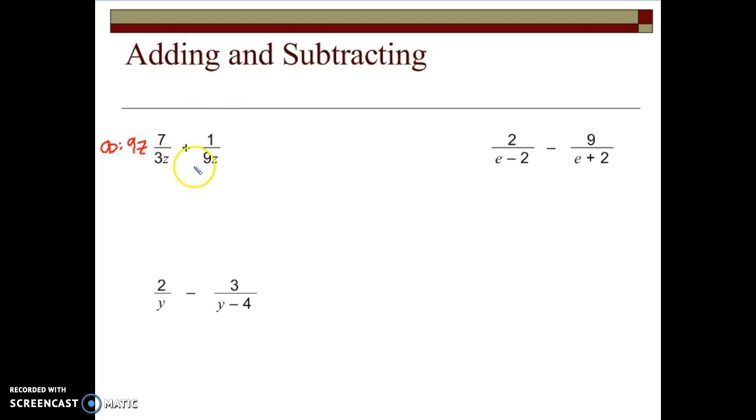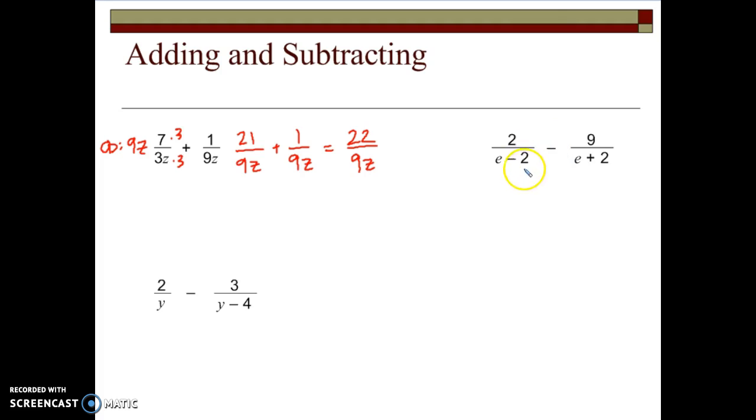So that means this 1 over 9z is good to go. 3z to become 9z has to multiply by 3. So I'm going to multiply top and bottom by 3. 7 times 3 is 21. 3z times 3 is going to give me my common denominator of 9z. And I'm going to add that with 1 over 9z. So then I'm going to add straight across. 21 plus 1 is 22 over 9z. And I can't simplify 22 over 9, so I just leave it as is.